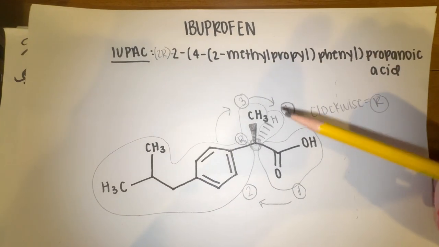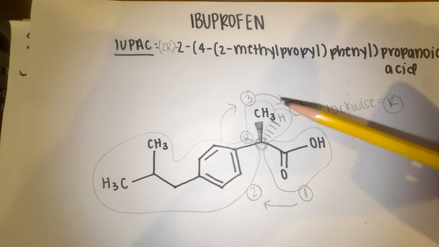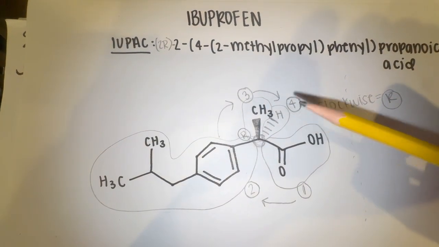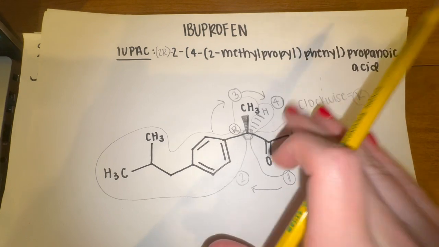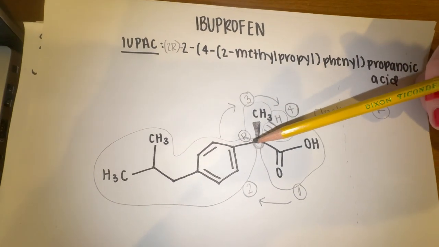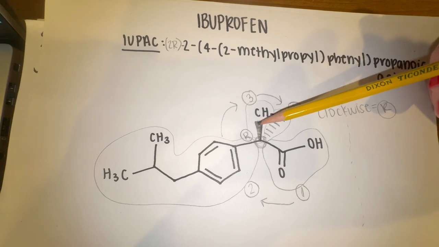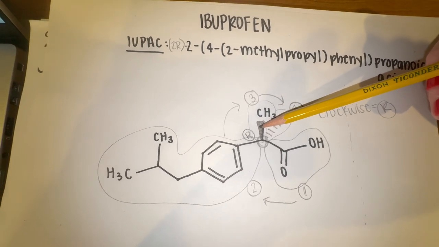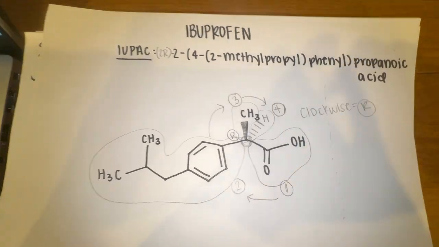I also wanted to add in here really quick, the reason why we have the hydrogen on a dashed wedge is to represent that it is facing away from us. And then the CH3 right here is on a wedge because it is facing towards us.